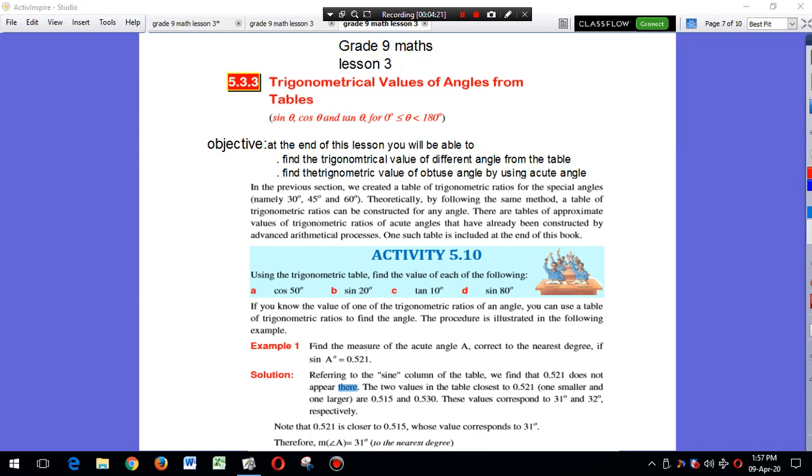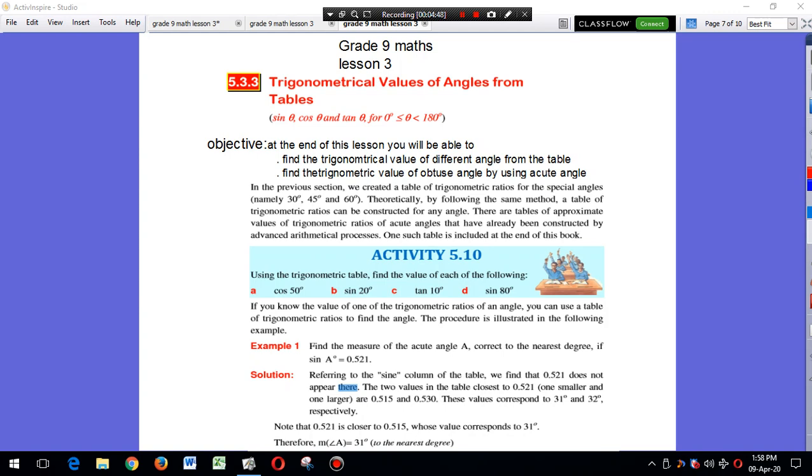Okay. If you know the value of one of the trigonometric ratios of an angle, you can use a table of trigonometric ratios to find an angle. The procedure is illustrated in the following example. Here it says, in example 1, find the measure of acute angle A corrected to the nearest degree, if sine A degree is equal to 0.521.